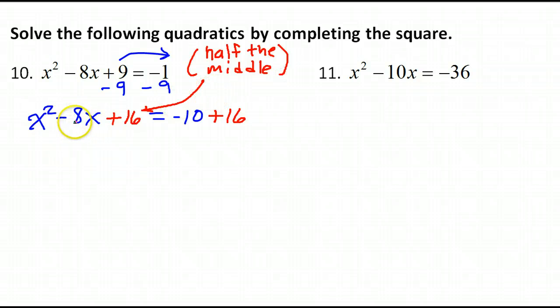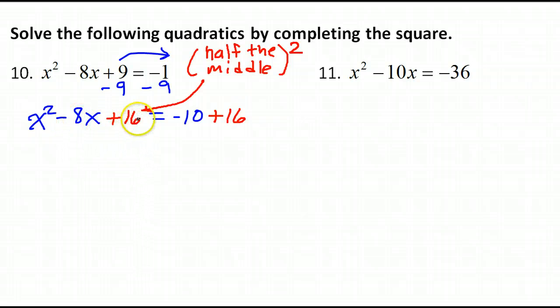Okay, so what's half of the middle? That's -8, so half of that is -4. Half of the middle squared. So I took half of -8 and got -4, and then I squared it, and I got 16. So that's how you complete the square.